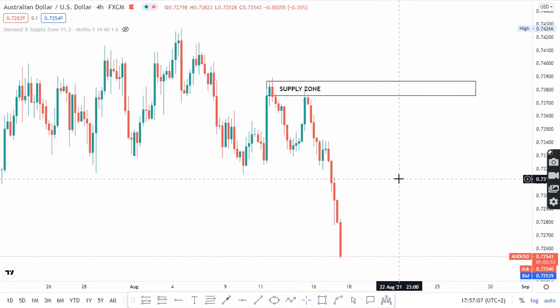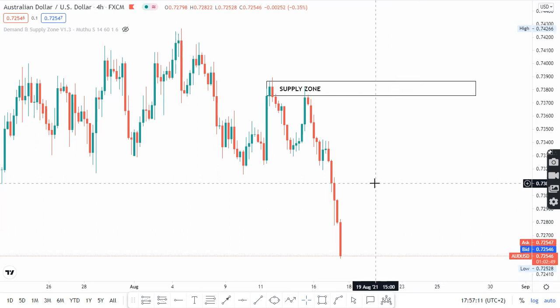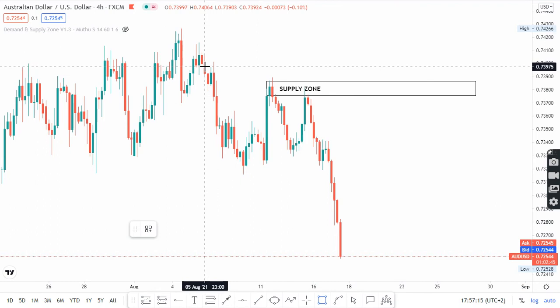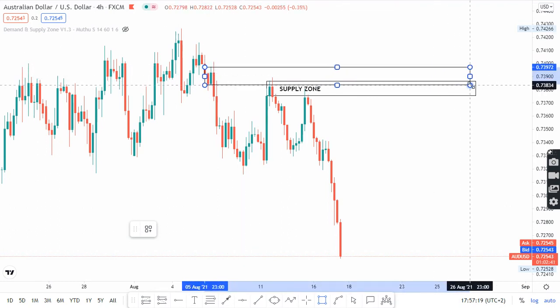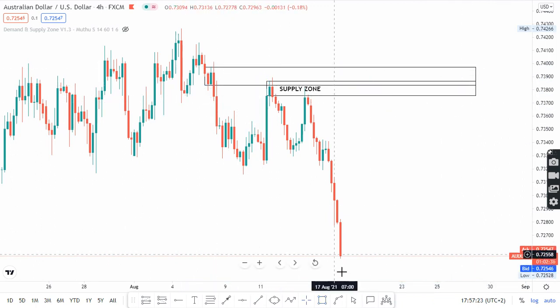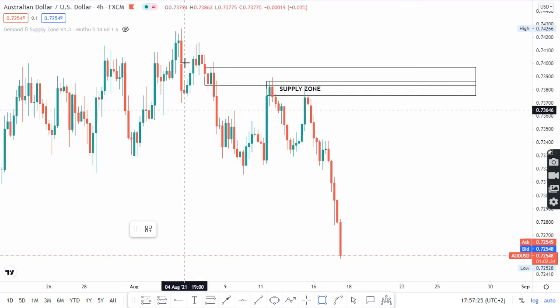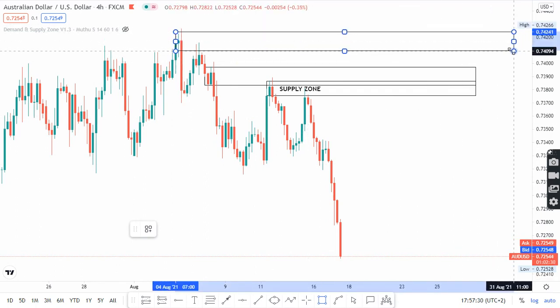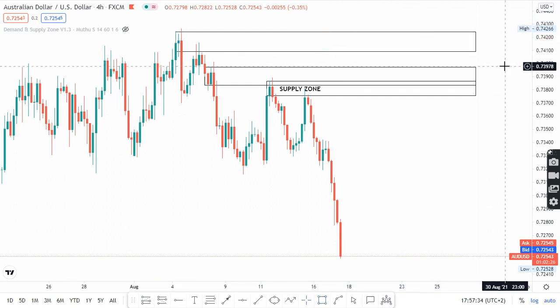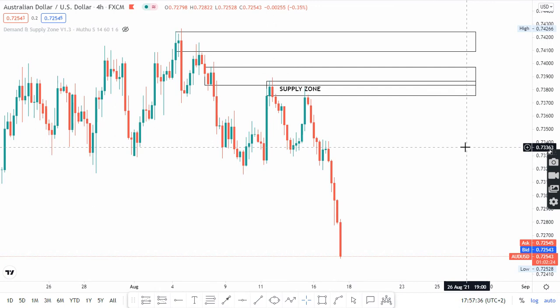Then, do we have overlapping supply at this level? Do we have supply on top of supply? Yes, we do. Look, we had the supply zone right above it. We had another one just above it. Look, we had another one here. So it had multiple supply zones. So this was a high probability trade.